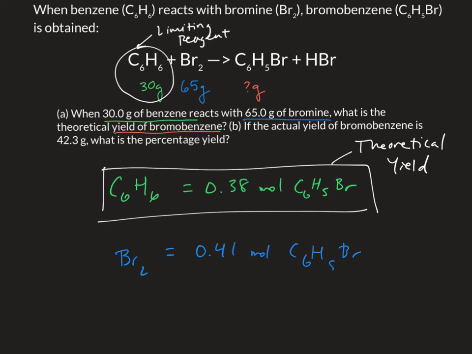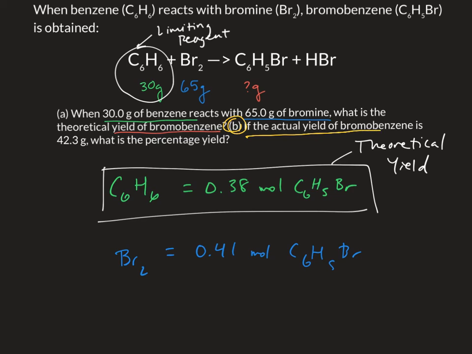In this case, when we use up all 30 grams of benzene, in theory, we can make 0.38 moles of bromobenzene. This is the max amount of bromobenzene we can form once our limiting reagent has been used up. Now, our next question here asks, I'm on part B now.